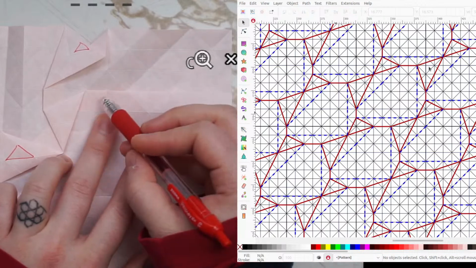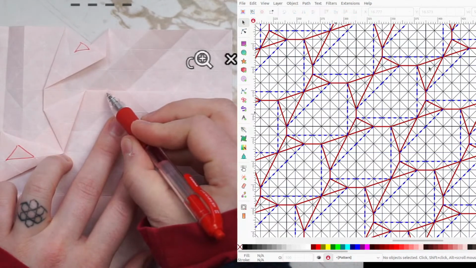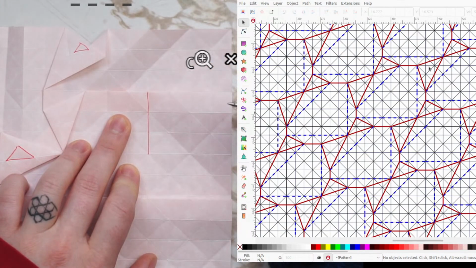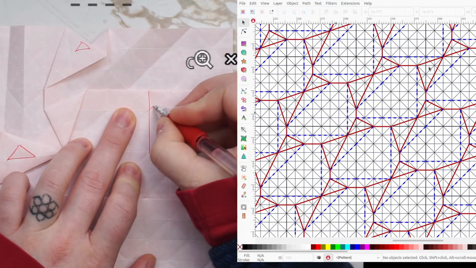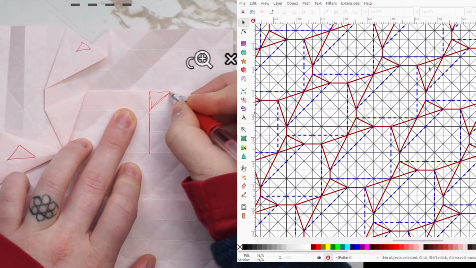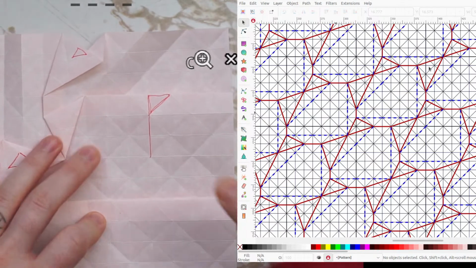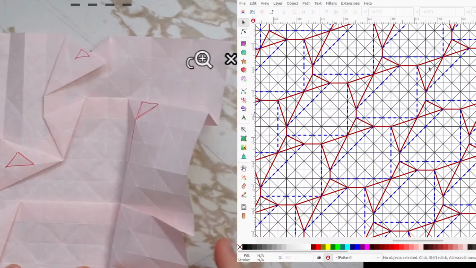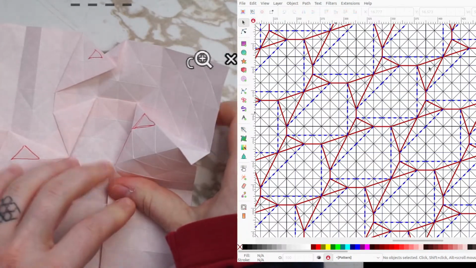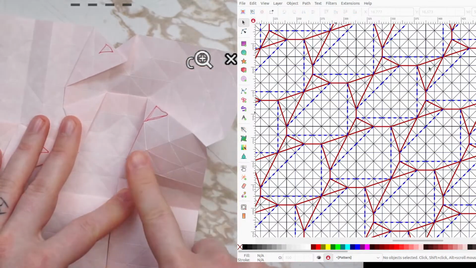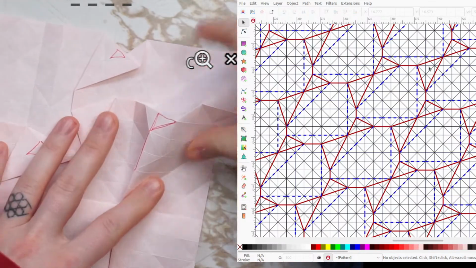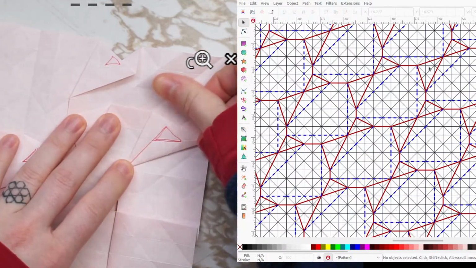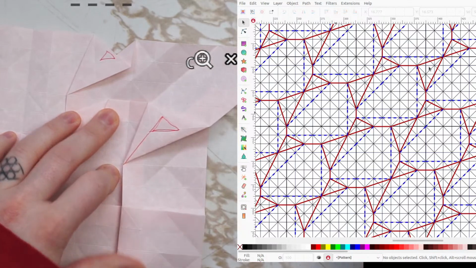So that was 1, 2, 3 spaces to meet the vertical. My target triangle is here. So now I'm going to open up or put in the vertical pleat, both the mountain and the valley, make sure my diagonal is in place, and go ahead and squash.